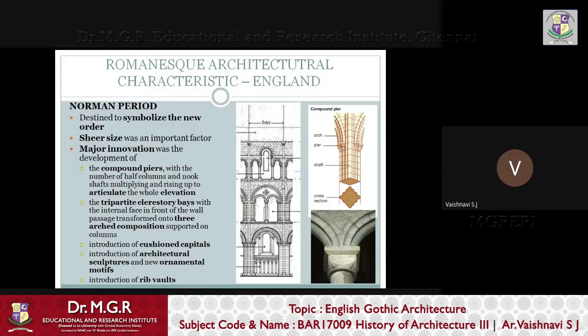And the next one is it had cushioned capitals and architectural sculptures with new ornamental motifs. And then they started using the rib vaults again.